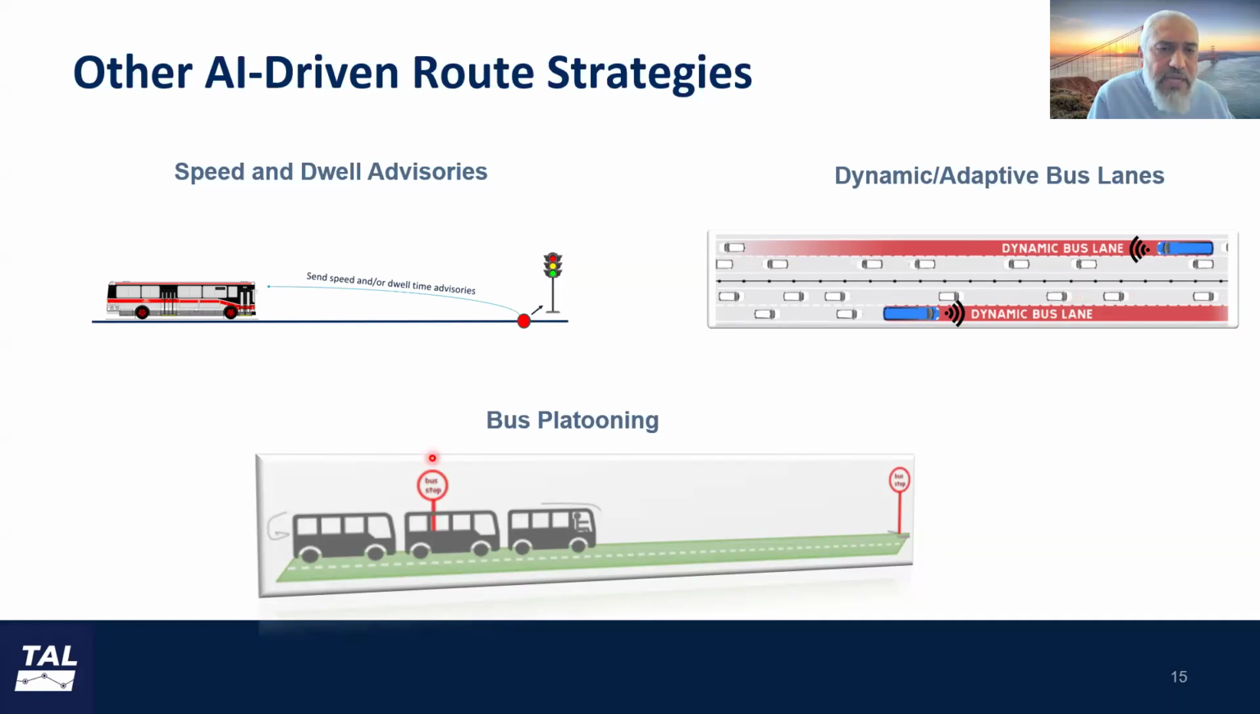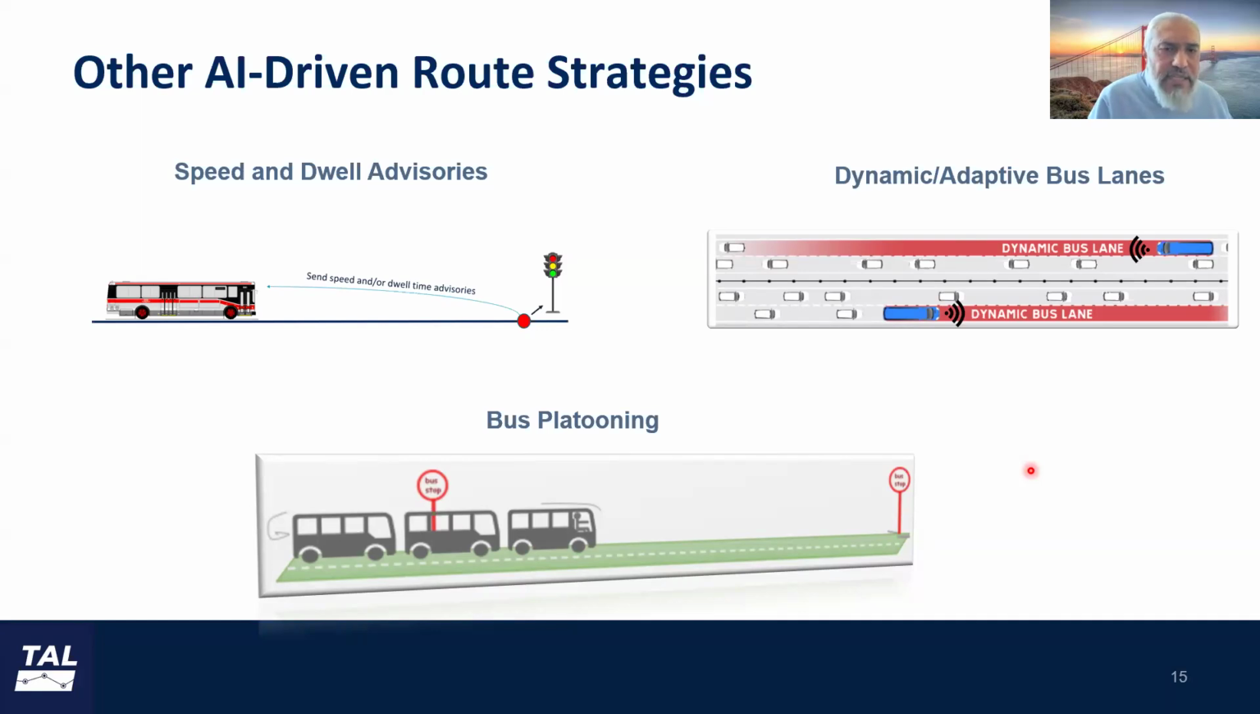And also sometimes when you have multiple branches or multiple routes operating on the same corridor, you may want to give them all one TSP priority or action. Maybe you want to assemble them in a platoon and then give them all one TSP action. So bus platooning is also another idea that we're working on.